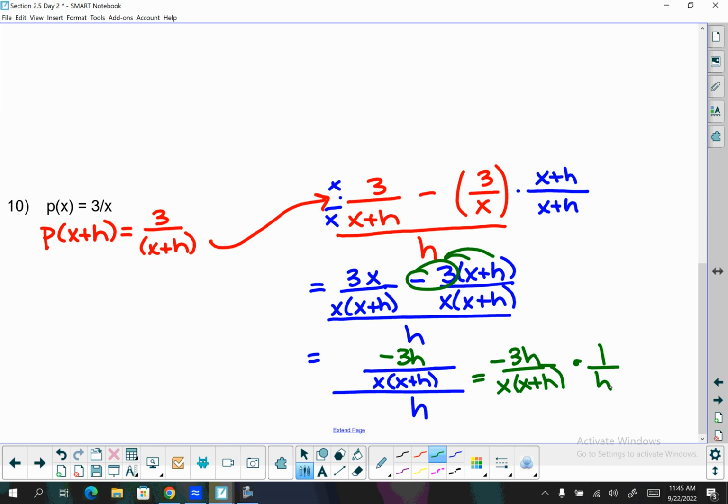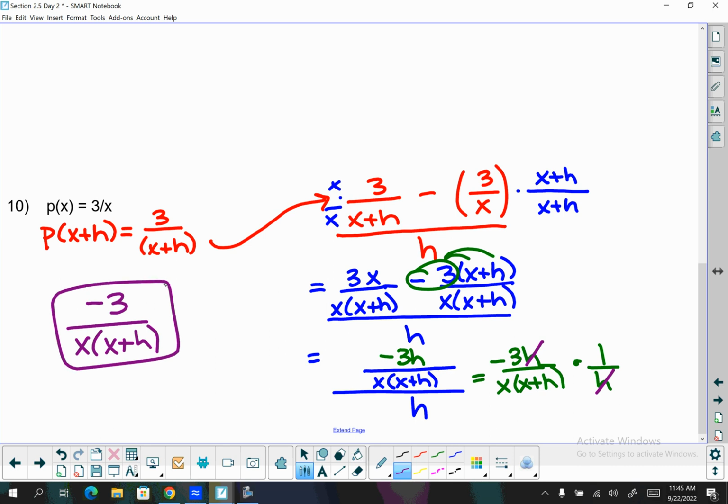And hopefully you're seeing right now, if I multiply these together, I'm going to have an h on top as a factor, and I'm going to have an h on the bottom as a factor. So what's going to happen with those h's? They're going to cancel. So I'm just going to cancel them now. Your final answer is negative 3 over x times x plus h. And that's it. Okay, those ones are tricky. That's why we did that one together.